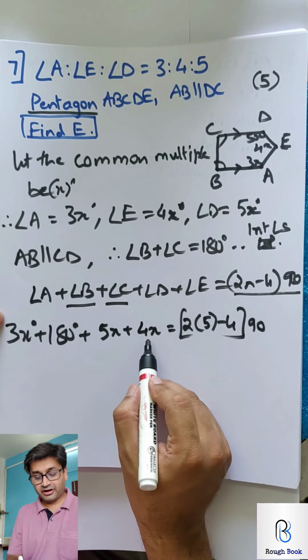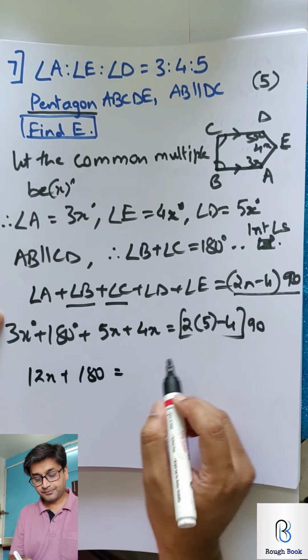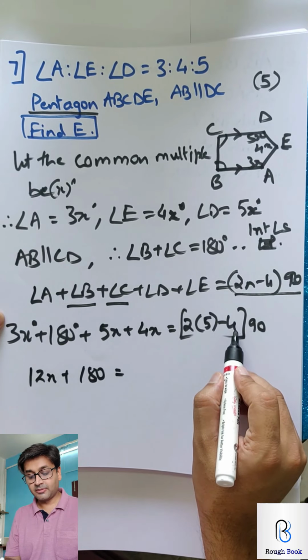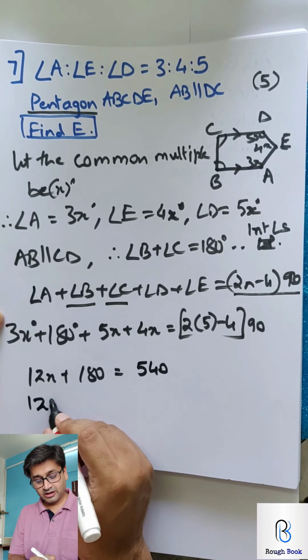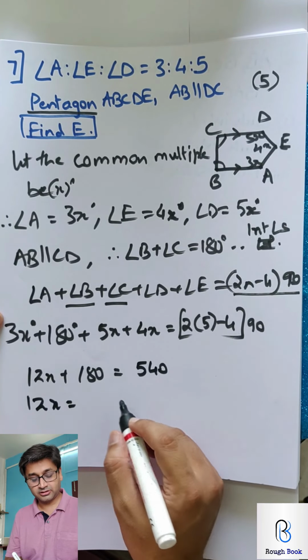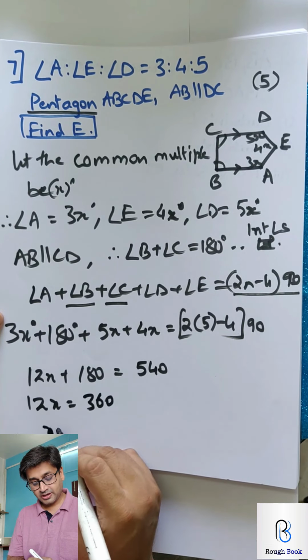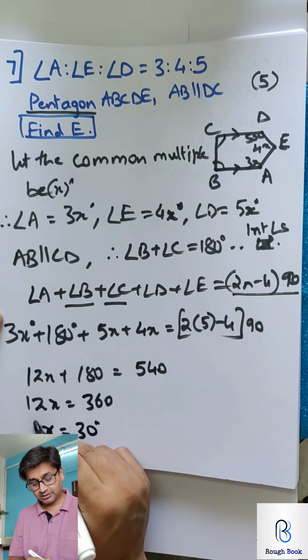Come on, hit it. 5 plus 4 is 9, plus 3 is 12x plus 180. 5 2s are 10, 10 minus 4 is 6, 6 into 90 is 540. So I get 12x equals 540 minus 180. So how much will that be? 360. So my x becomes what? 360 by 12, that is 30.